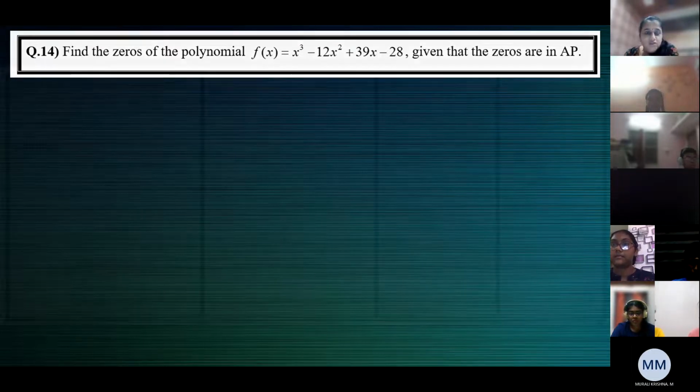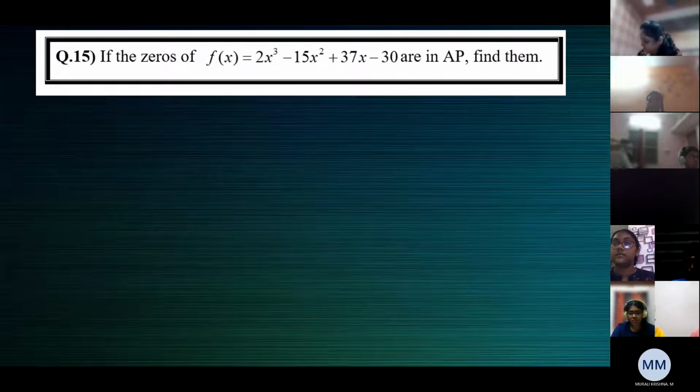All right, so I think we should continue with the 15th one. If the zeros of f of x is equal to 2x cubed, the polynomial f of x is 2x cubed minus 15x squared plus 37x minus 30. If the zeros are an AP, find them. So how do you assume the zeros in AP? How do we assume the zeros if they are in AP, children?